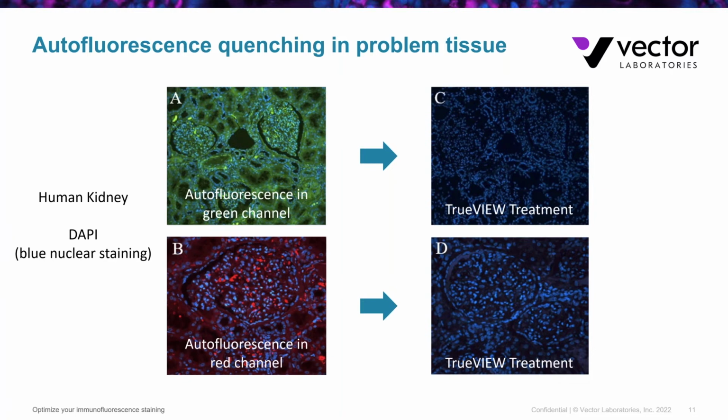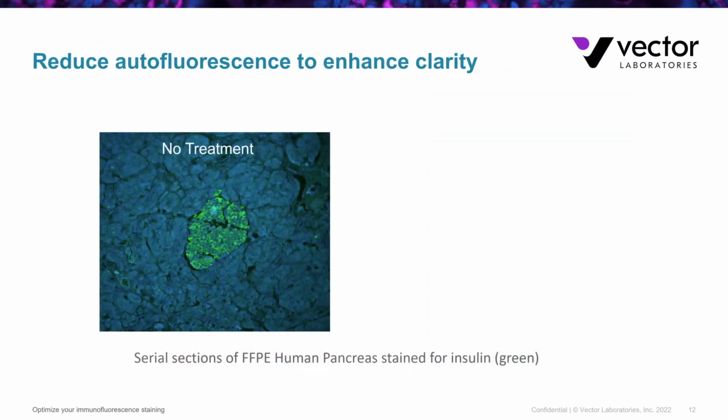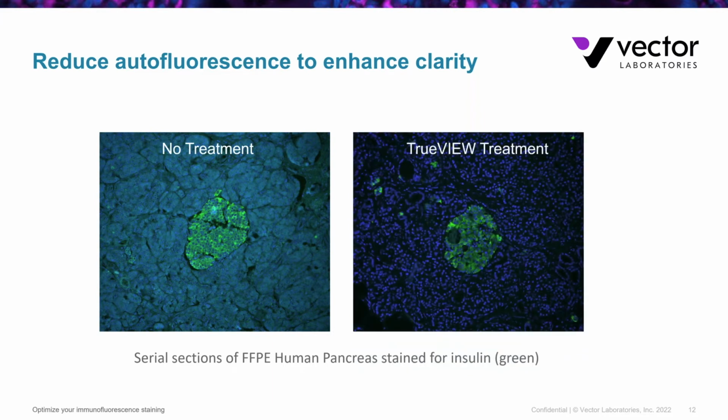Here are some more subtle examples of reducing autofluorescence. And this might be something that you're familiar with. You might think, okay, I can certainly see the green staining here of the insulin in this particular islet, and I can live with this background out here of autofluorescence. But indeed, I think this is an opportunity for you to see if you can further optimize that signal to noise ratio with something such as a TrueView treatment.